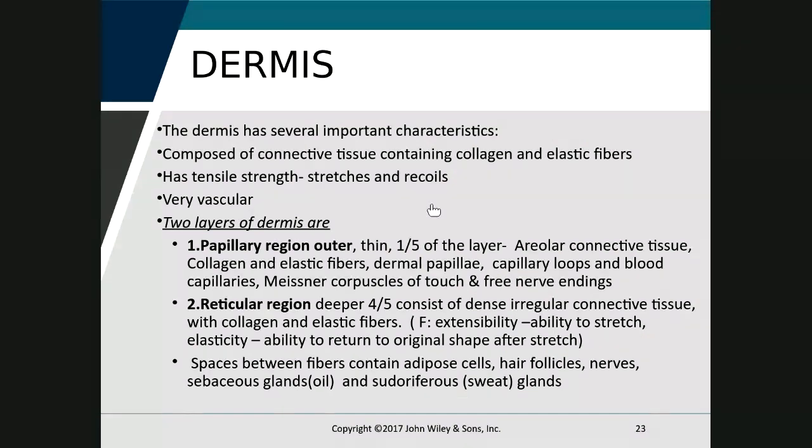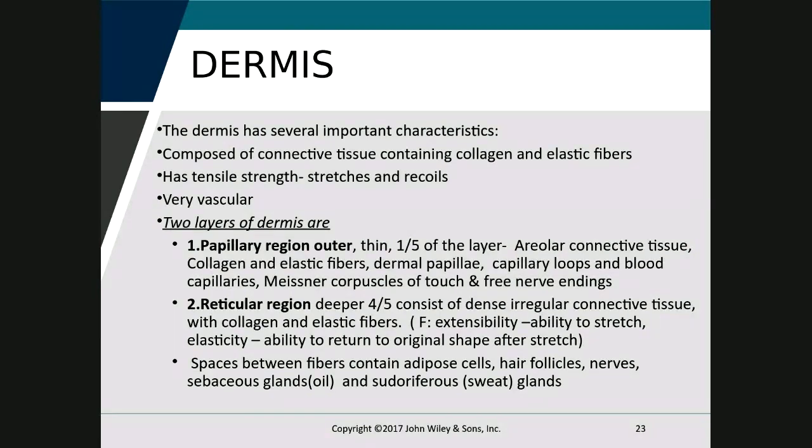So as we talked about, connective tissue has collagen and elastic fibers, which allows the dermis to stretch out without tearing and recoil after it's been stretched out. So it has tensile strength and elasticity. And the dermis is very, very vascular. There's the two layers, the outer one-fifth called the papillary, which has the areolar loose connective tissue.